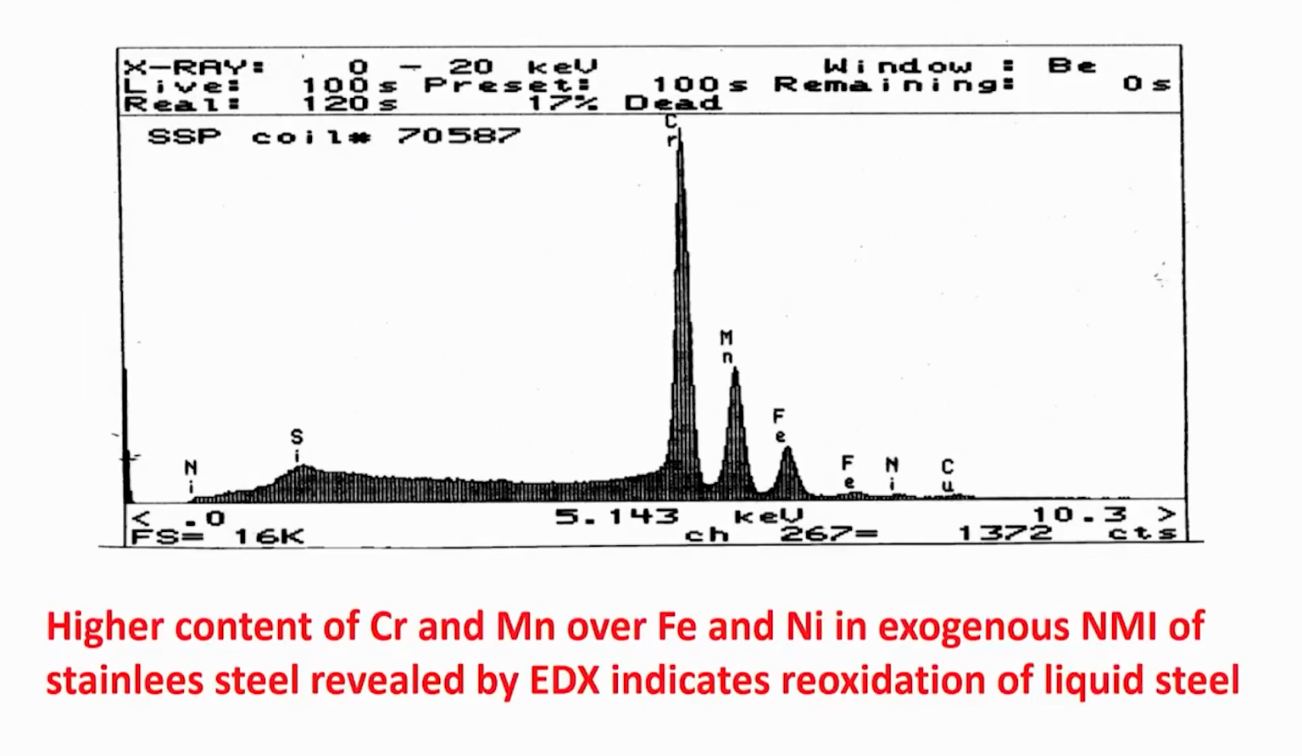But here what is happening? You find the iron peak is quite small, the chromium peak is much larger, and the manganese peak is also appreciably large. That means it has formed due to reoxidation, which is nothing but chromium and manganese oxide, a combination of those. Because of reoxidation we find a lot of chromium oxide and manganese oxide in the entrapment. So, from this investigation with the EDX attachment of the SEM, we know that reoxidation is the problem.